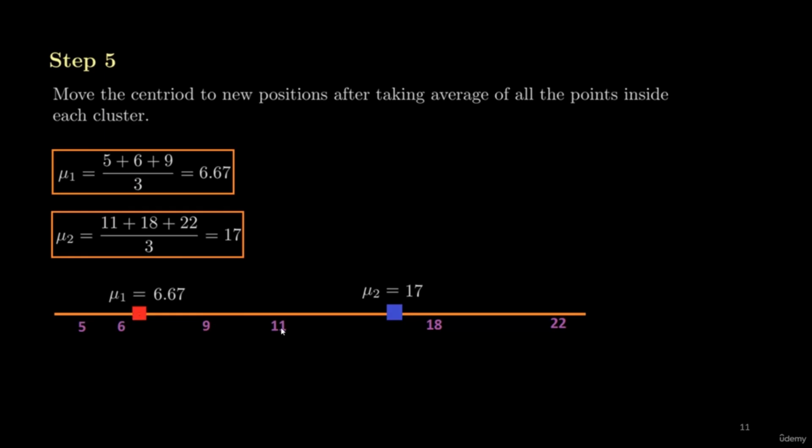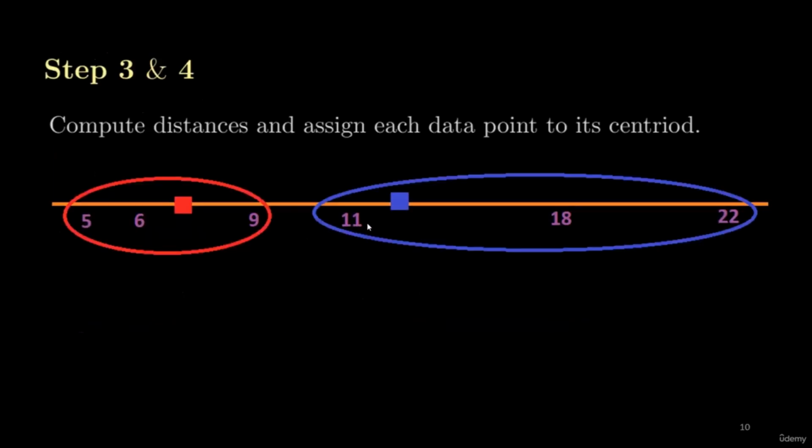Now, 11 is far away from this as compared to this. If I calculate the distance, 17 minus 11 is 6. But 11 minus 6.67 is 4.33. Since 4.33 is less than 6, it means now 11 will move to this cluster. Previously, 11 was in cluster 2, or in the blue cluster, with the second centroid.